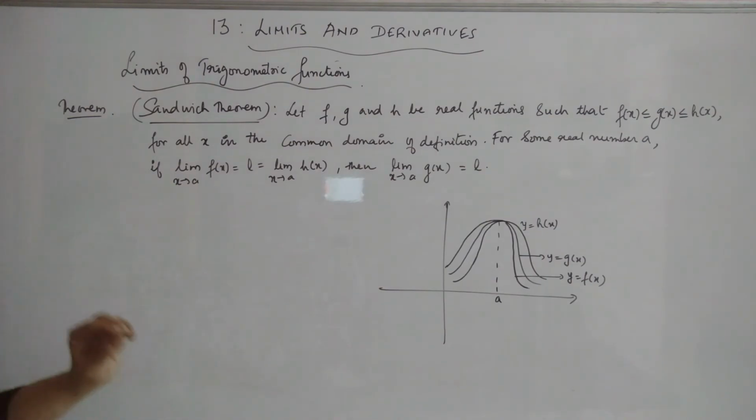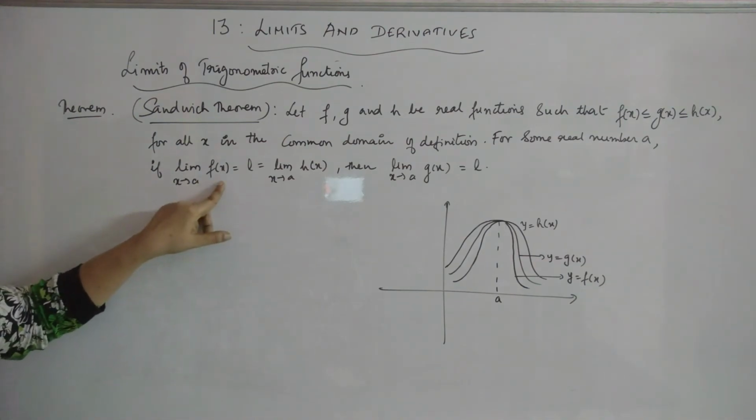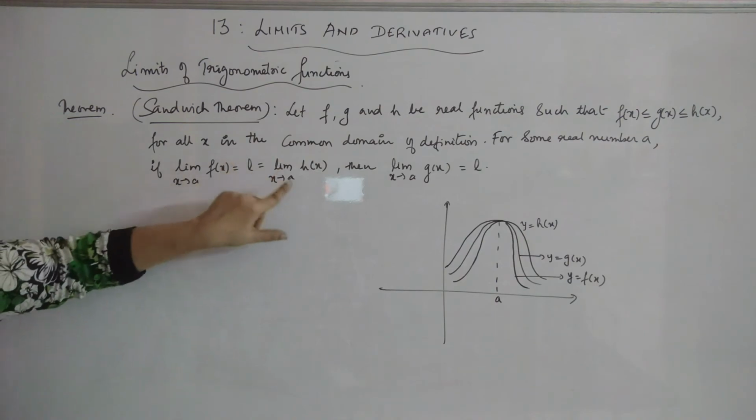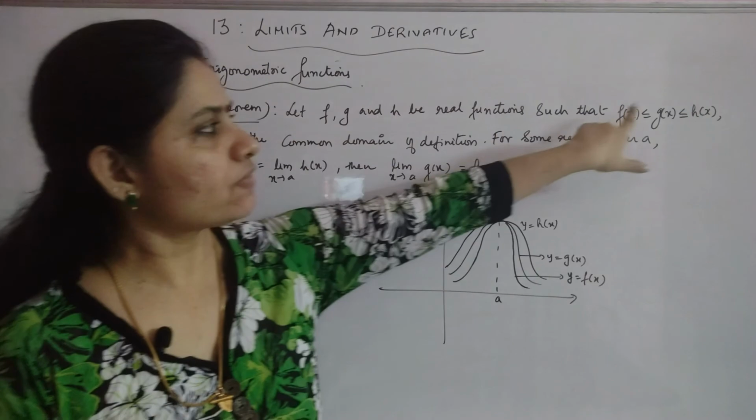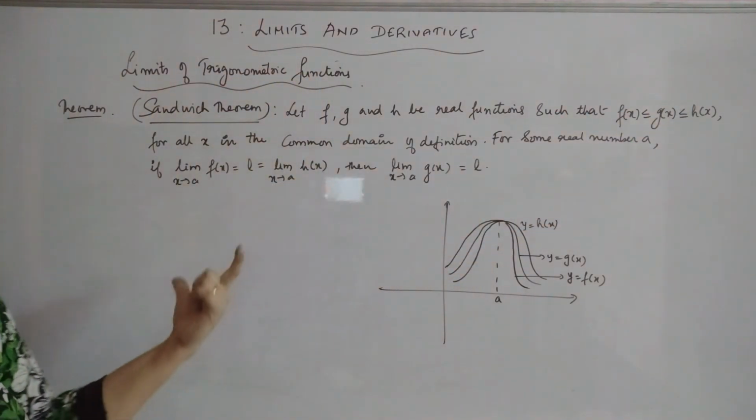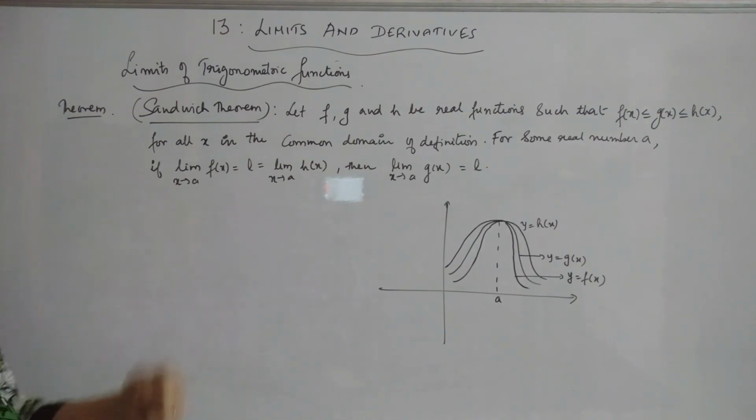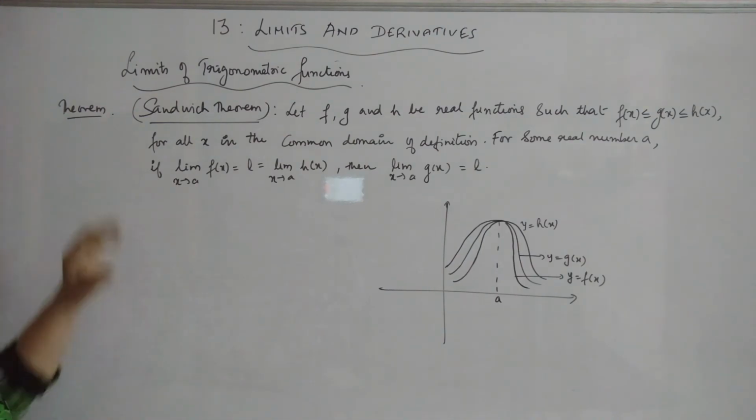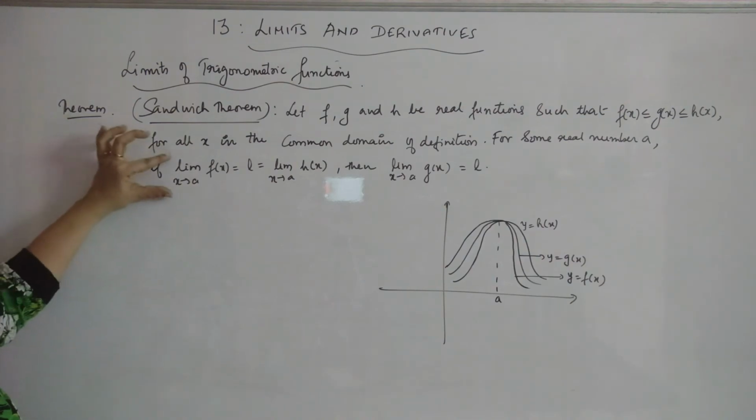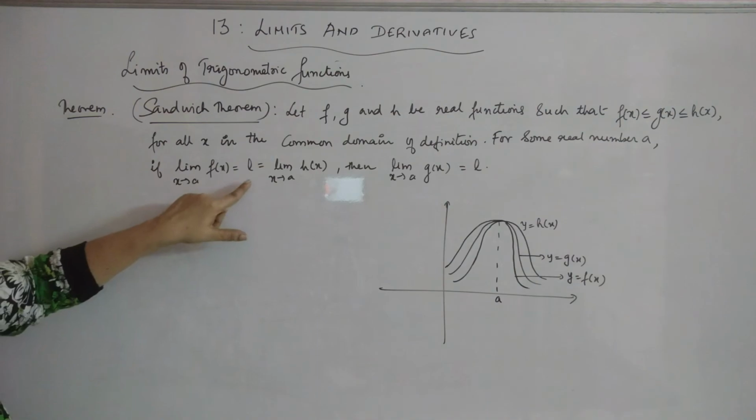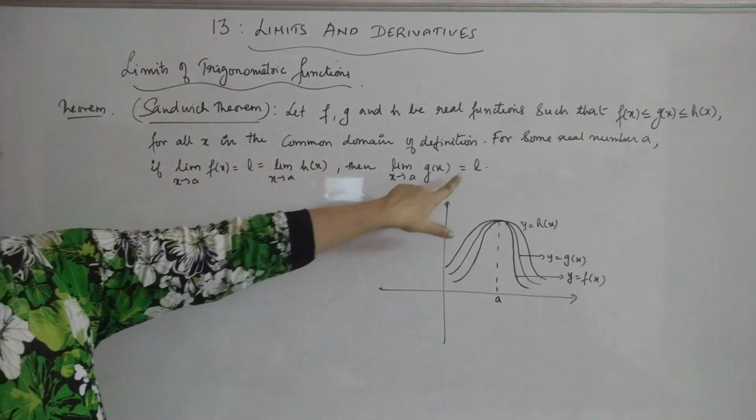Okay, now for some real number a, if you have limit x tends to a f of x as L, and the same value for limit x tends to a h of x, that means for this one and for this one you have the same limit value, then the in-between function, that is g of x, will also have the same limit value. That is the theorem. The sandwich theorem is saying that if limit x tends to a f of x is equal to L equal to limit x tends to a h of x, then limit x tends to a g of x will also be L.